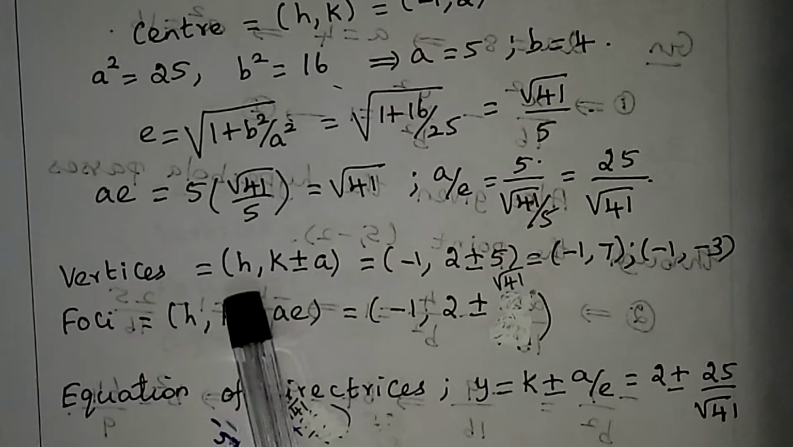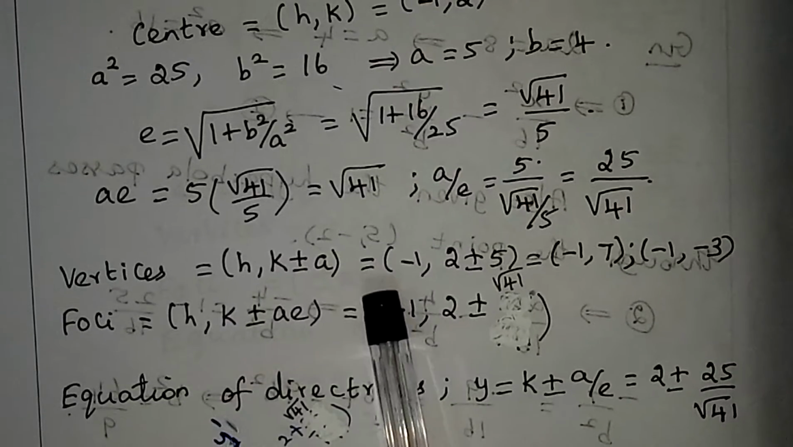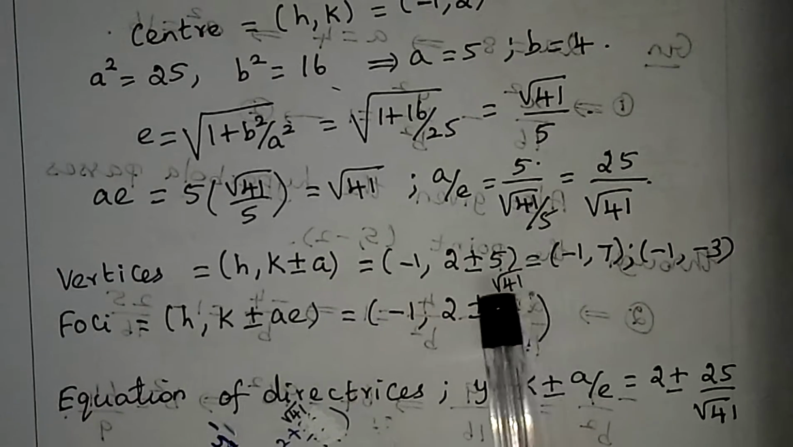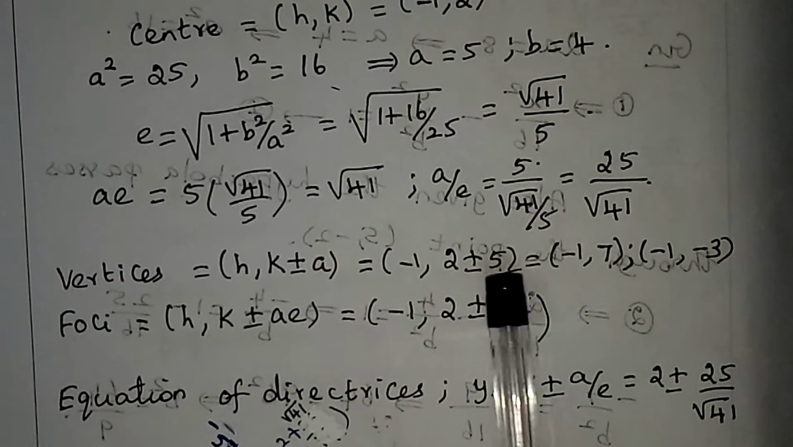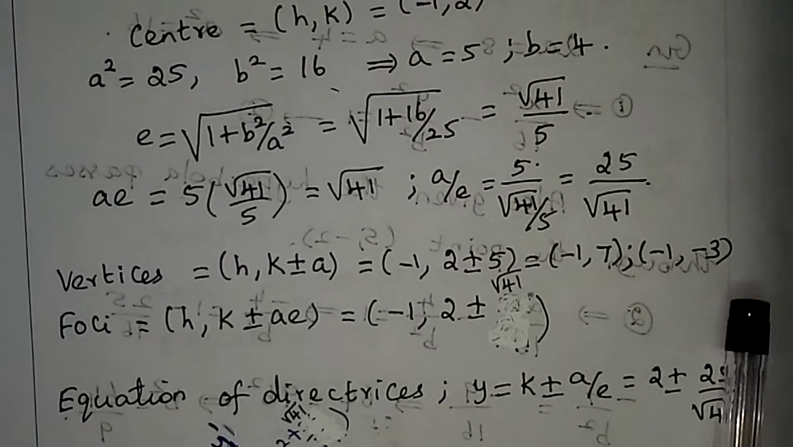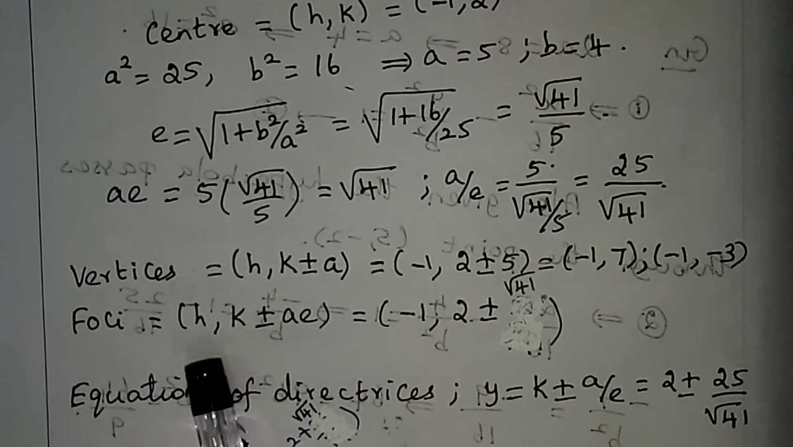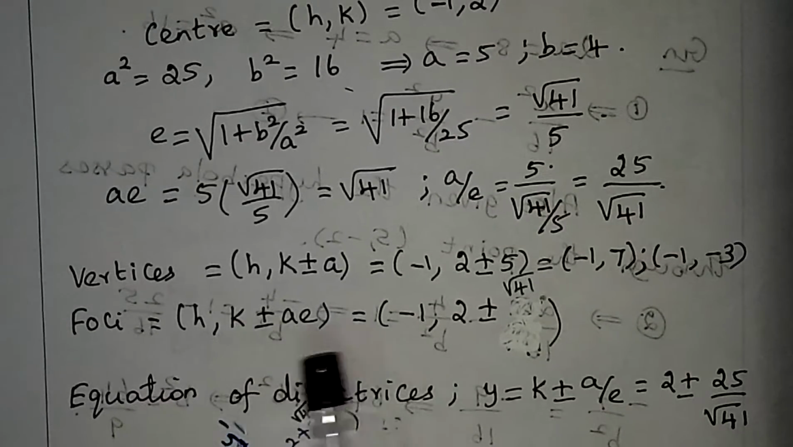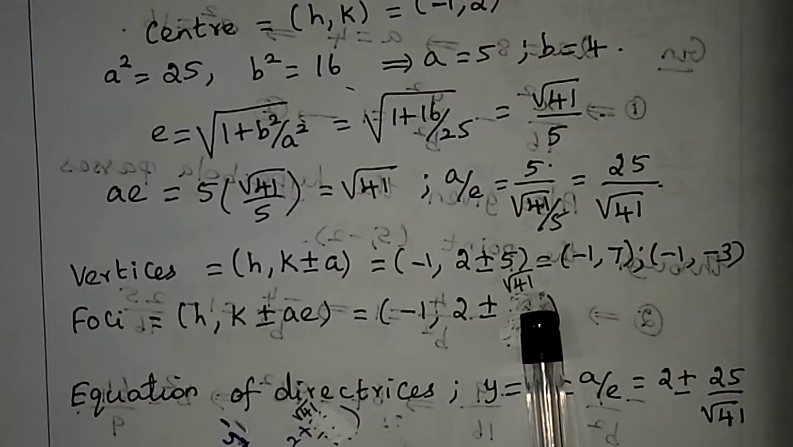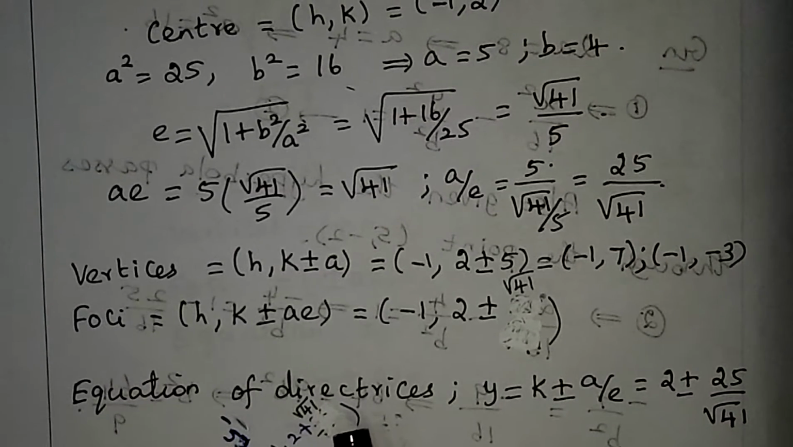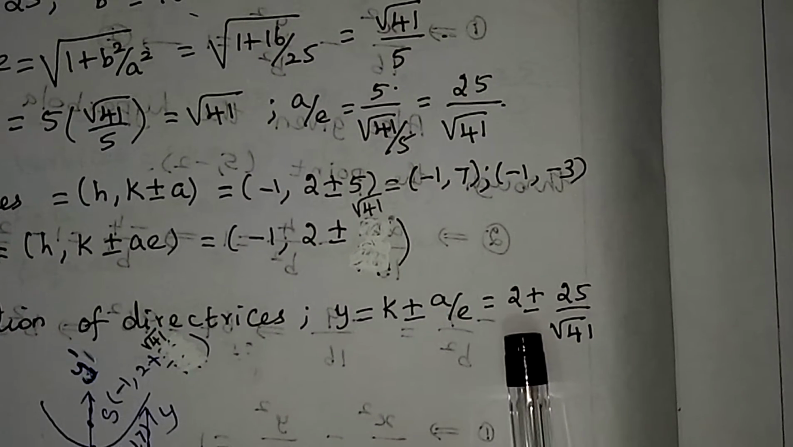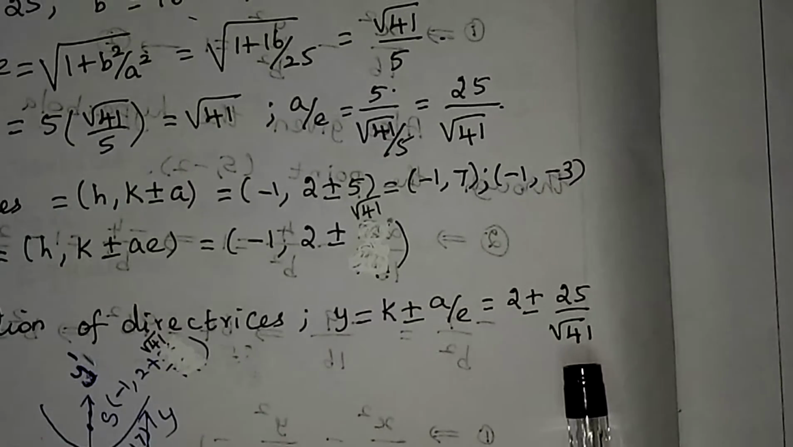Now the vertices. It is h comma k plus or minus a. Minus 1 comma 2 plus or minus, our a value is 5. So it is minus 1 comma, first take plus value, 2 plus 5 it is 7. Then minus 1 comma, take minus value, 2 minus 5 is minus 3. Now foci. Foci is h comma k plus or minus ae. h value is minus 1, 2 plus or minus ae value, root of 41. Equation of directrices is y equal to k plus or minus a by e. It is 2 plus or minus a by e. The value is 25 by root of 41.